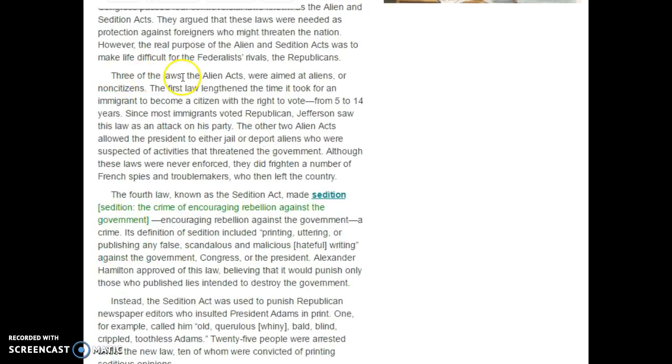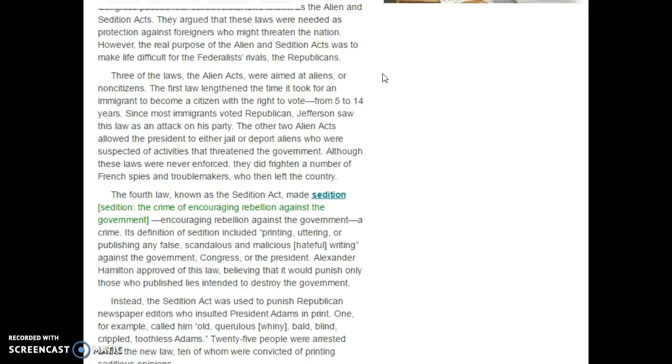3 of the laws, the Alien Acts, were aimed at aliens or non-citizens. The first law lengthened the time it took for an immigrant to become a citizen with the right to vote, from 5 to 14 years. Since most immigrants voted Republican, Jefferson saw this law as an attack on his party.